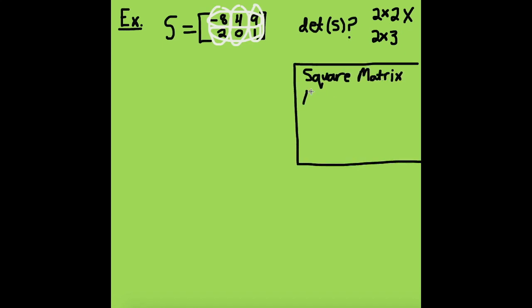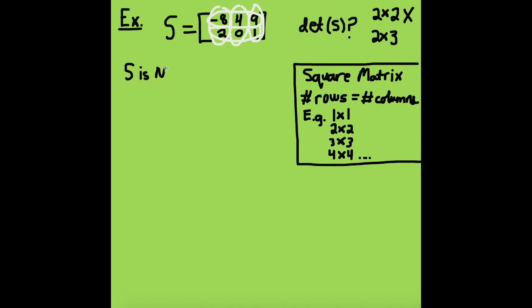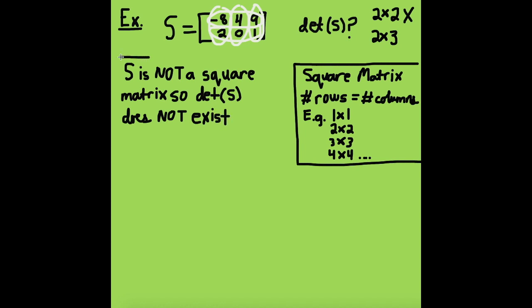A square matrix is when the number of rows and columns equal each other. Examples of square matrices are 1 by 1 matrix, 2 by 2 matrix, 3 by 3 matrix, 4 by 4 matrix, etc. All of these matrices have the same number of rows and columns. Since matrix S is a 2 by 3 matrix, where 2 is the number of rows and 3 is the number of columns, and 2 does not equal 3, this matrix is not a square matrix, so the determinant does not exist. Let's try another example.